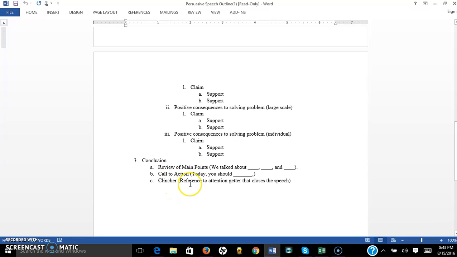And then finally, the clincher. You reference the attention getter, but I want you to remember, you want to leave it at a point where you're leaving your audience wanting to do whatever you ask them to do. So maybe you connect back with your attention getter and then connect it with your call to action. Whatever it is, it needs to be memorable. It needs to be dropping the mic. It should not be, I'm done. That's over. I'm glad the speech is over. That's the end. You see what I'm saying.